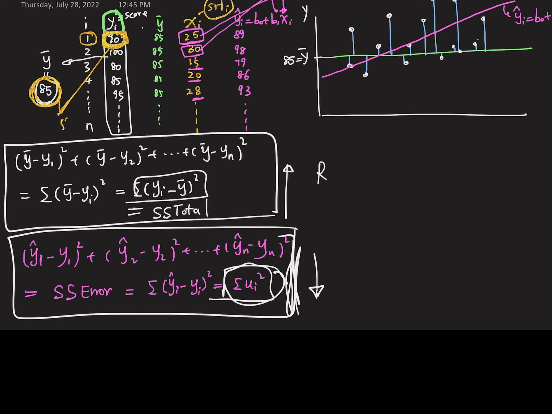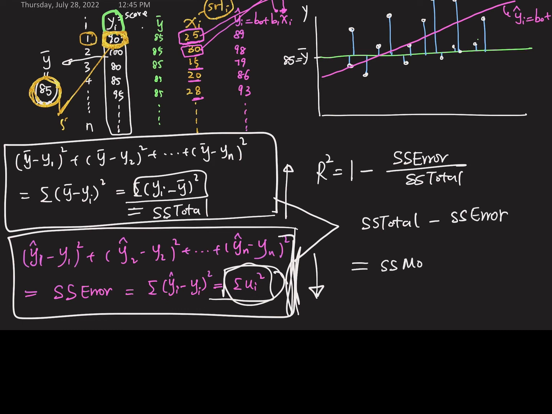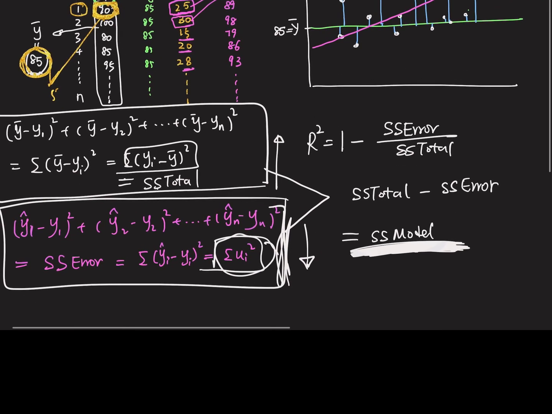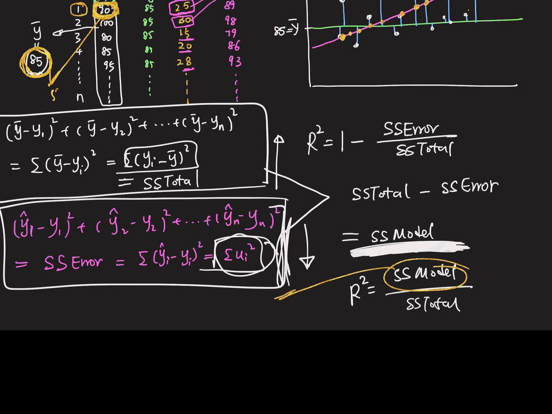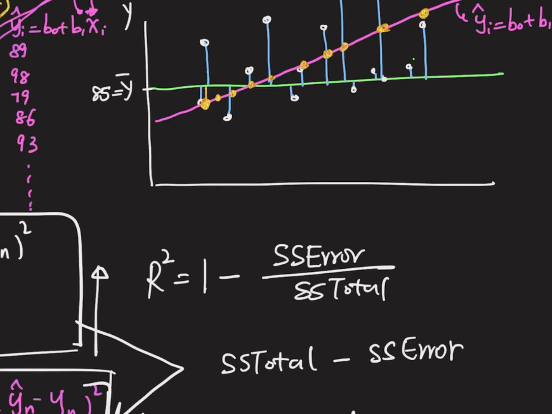So R squared is defined as 1 minus sum squared error over sum squared total. Or the difference, sum squared total minus sum of squares error, equals sum of squared model, that is the variation in y explained by the model. Or in other words, you can write R squared as the sum of squares explained by the model divided by SS total. So sum square model is y hat minus y bar squared. We talked about that before. That will be the deviation between the estimated value, which is on the line, and y bar.